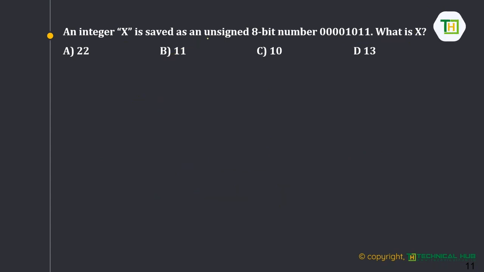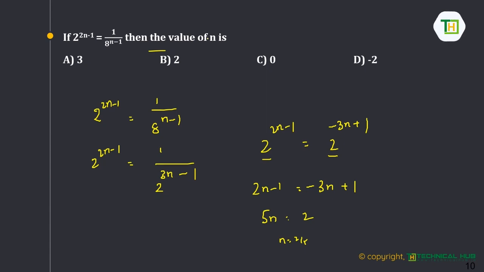So what is the answer for the previous question? What is the exact question, this one? 2 to the power of 2n minus 1 is equal to 1 by a to the power of n minus 1.